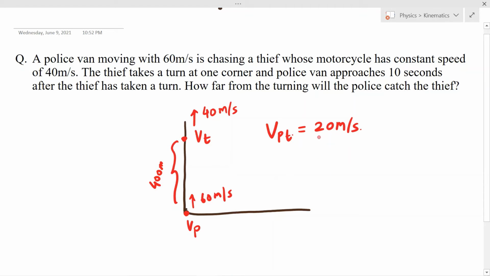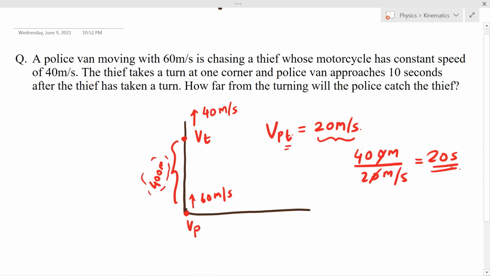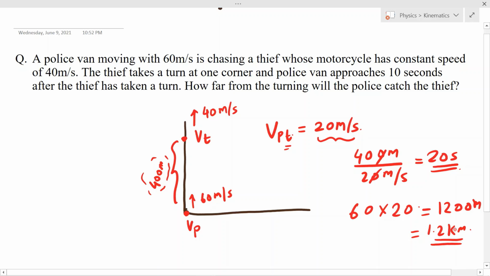Now in order to catch this thief, the police has to travel 400 meter distance. So this will be 400 meter divided by 20 meter per second. This 0 gets cancelled, so this becomes 20 seconds. So in 20 seconds the police will catch the thief. That is, in 20 seconds how much distance will the police travel? This is 60 meter per second into 20 seconds, which is 1200 meter. That is 1.2 kilometer. In 1.2 kilometer the police will catch the thief.